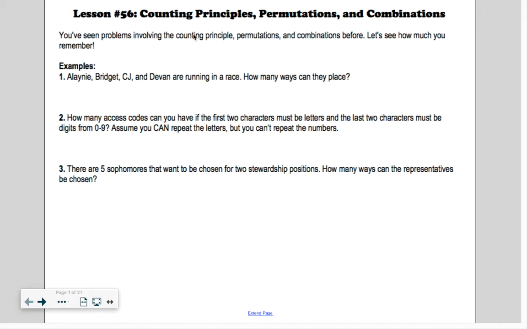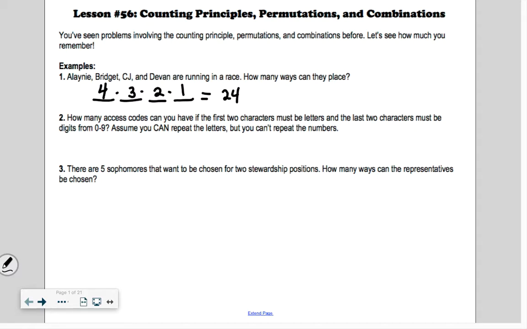All right, so Eleni, Bridget, CJ, and Devin are running a race. How many ways can they place? Do you guys remember how we did this before? We did what I call the slot method. If you're going to get first place, there are 4 people that could cross the finish line first. Once that person crosses, let's say Eleni, then Bridget, CJ, and Devin are left as 3 for the next spot. For second place, there are 3 possibilities. And then we have 2, and then we have 1. Do you guys remember this? So 4 times 3 times 2 times 1 ends up being 24 ways that they could place.